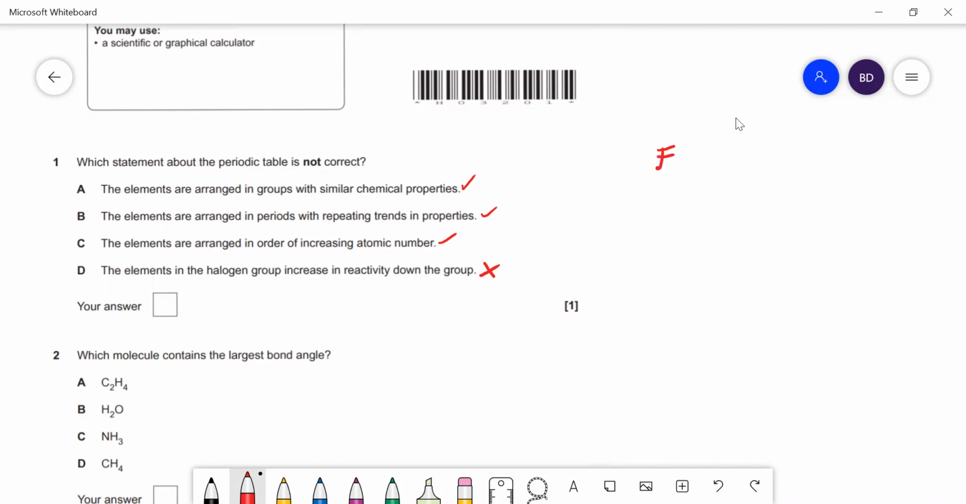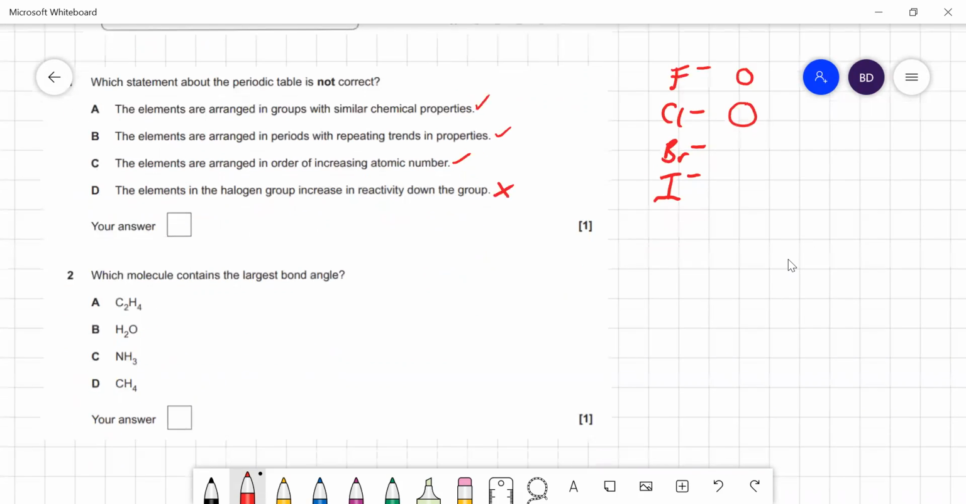As you go down the halogens, fluorine, chlorine, bromine, iodine, they get less reactive because they like to form negative ions, of course. They like to attract an electron, so it's easier for them to attract an electron when they've got a smaller nuclear radius, because the nucleus is closer. Anyway, right. Question 2, a bit more difficult.